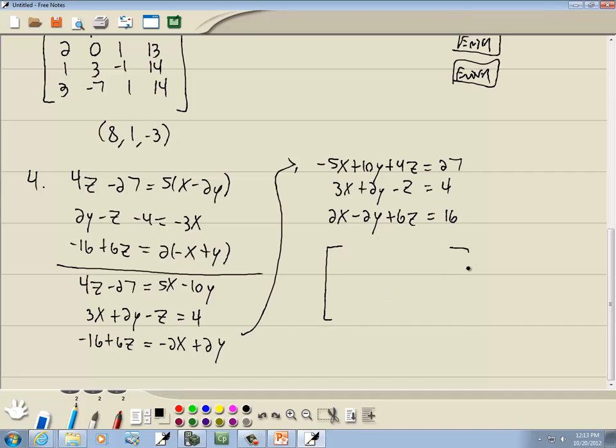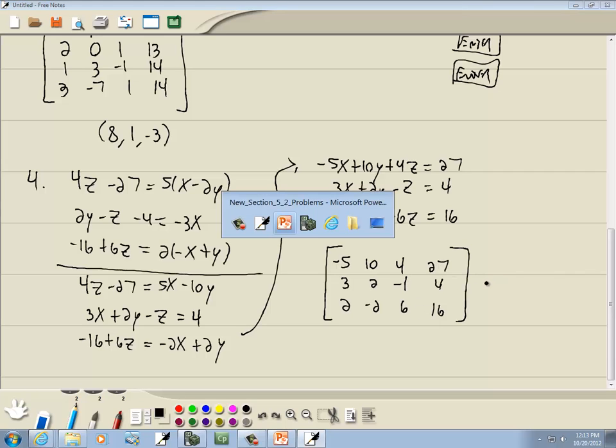Now, assuming I didn't mess up on a sign somewhere, we're now ready to write down our matrix. Again, the x's are in the same column, the y's are in the same column, the z's are in the same column. That's what we want. So we've got negative 5, 10, 4, 27. 3, 2, negative 1, 4. 2, negative 2, 6, and 16.